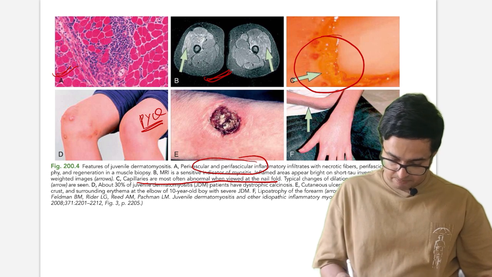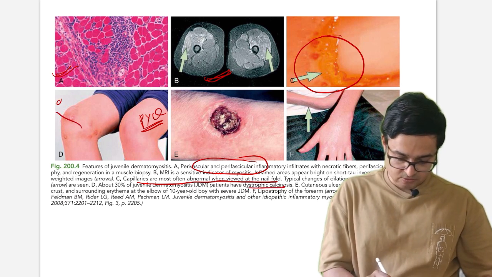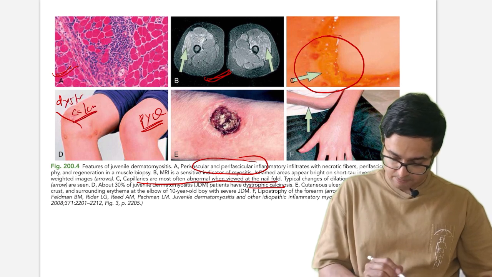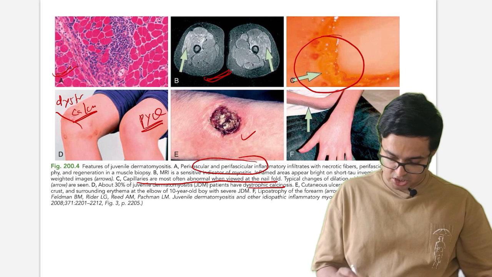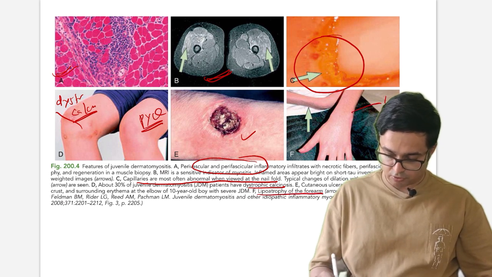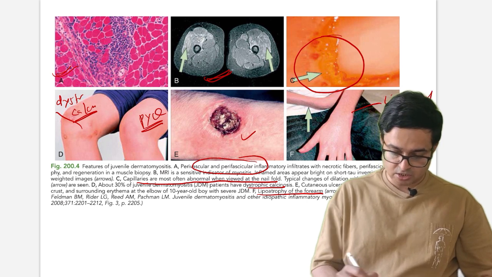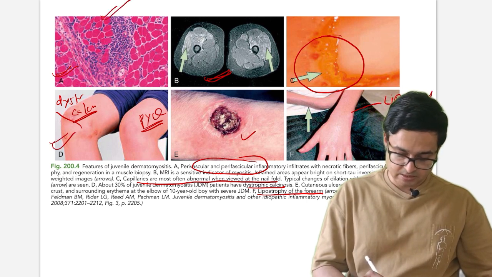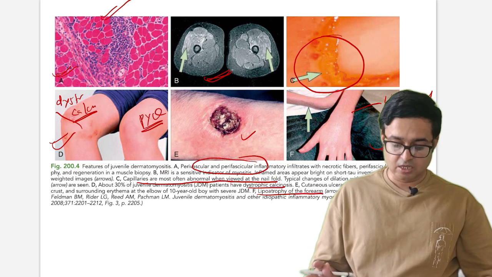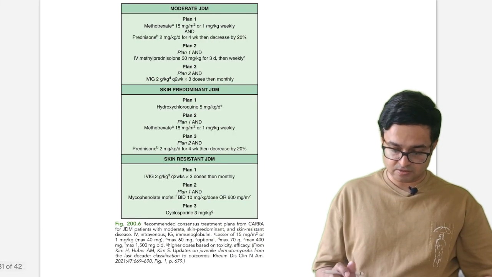Okay, in this image you are able to see dystrophic calcinosis. Dystrophic calcinosis is important, and cutaneous ulceration you are able to see along with lipoatrophy of the forearm. So this is lipoatrophy. So in this image, this is important, and this is important. So just go through these important images once.